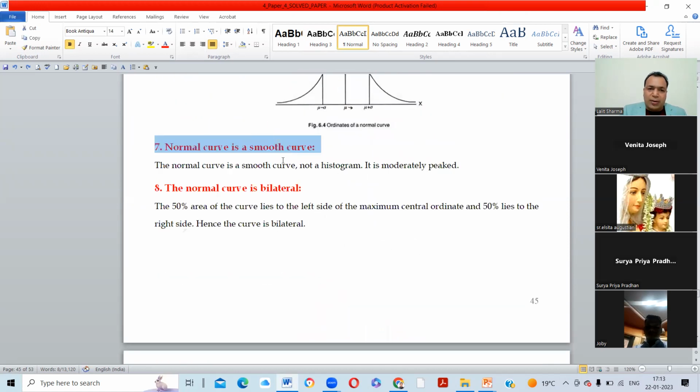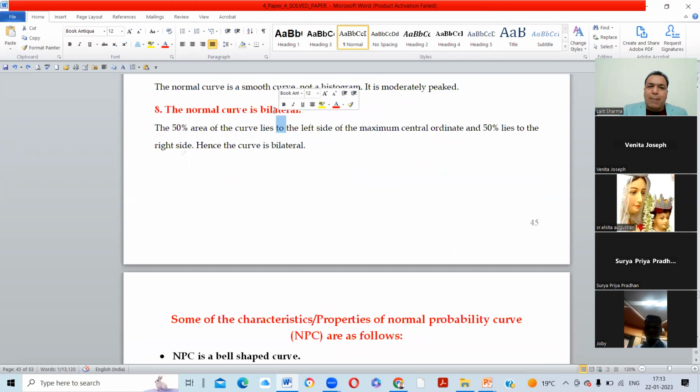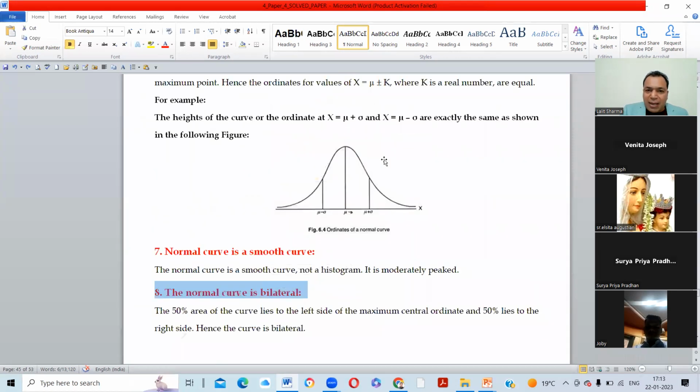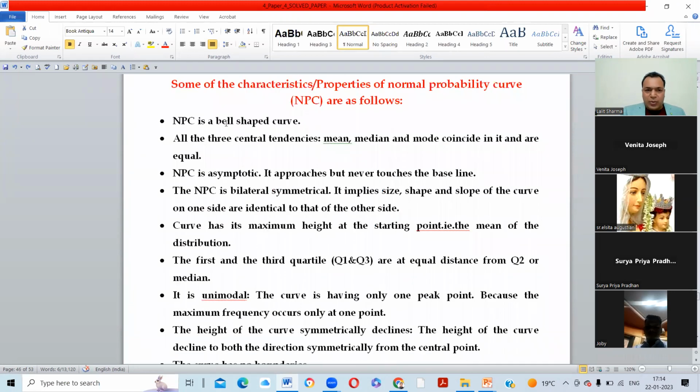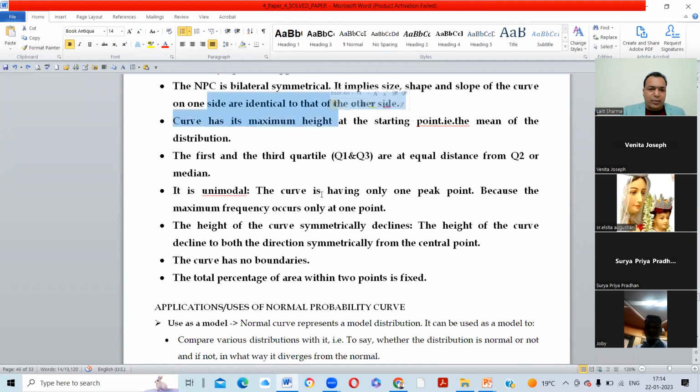Normal curve is a smooth curve. Normal curve is bilateral. Bilateral means either left side or right side, it is a mirror image. When you see your image in the mirror, what happens? Both sides are equal. Either left or right are equal. This is called bilateral. Again, you can write it is a bell-shaped curve. All the tendencies meet here. You can see this.